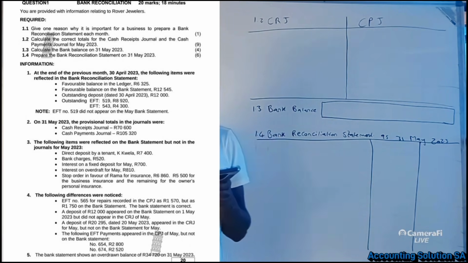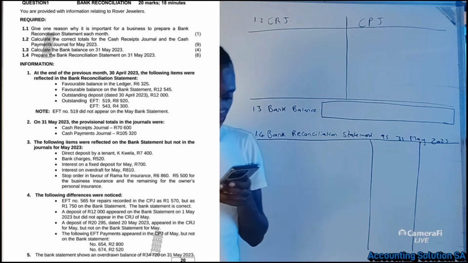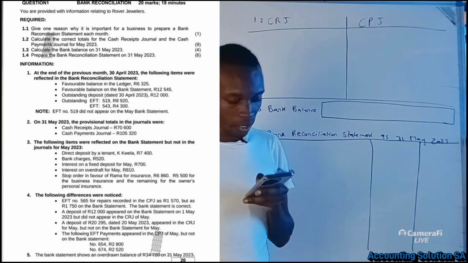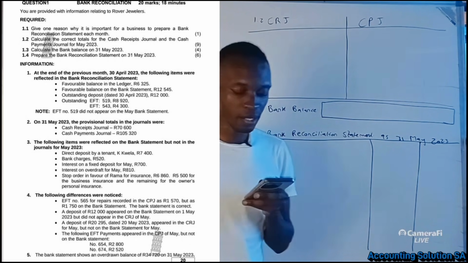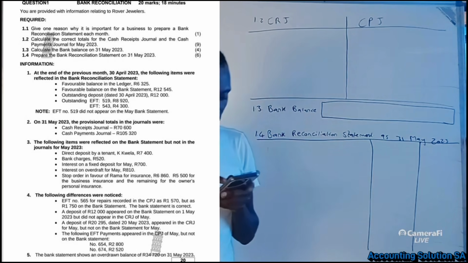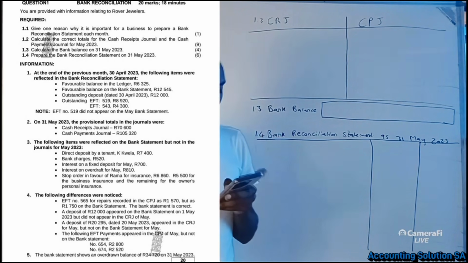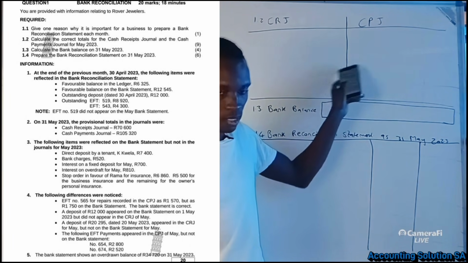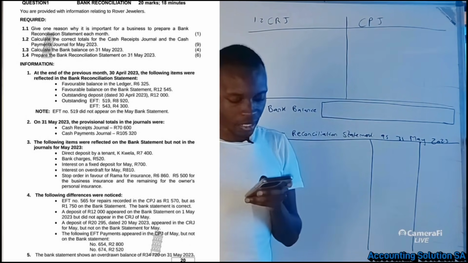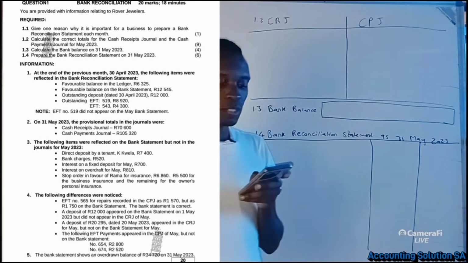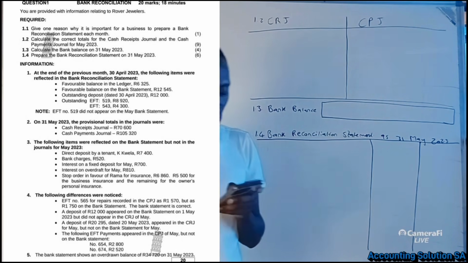Number 1, at the end of previous month, 30 April 2023, the following items were reflected in the bank reconciliation statement. Okay, this is the previous statement because what we are preparing is for May. The previous bank reconciliation statement had a favorable balance of 6,325 on the ledger account. Ledger account is this one, cash receipt and cash payment. It also has a favorable balance on the bank statement of 12,000 and an outstanding deposit dated 30 April of 12,000. You have to take note of this.